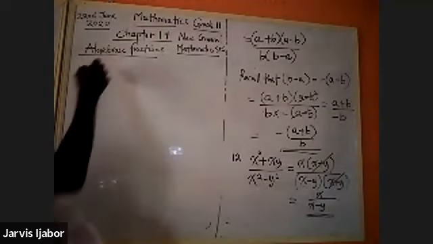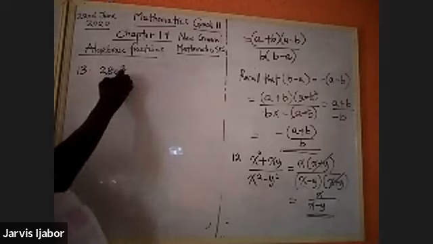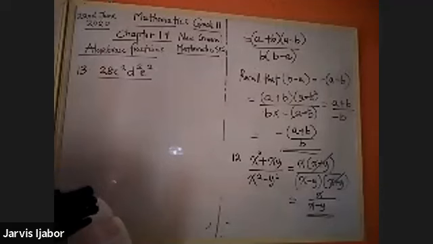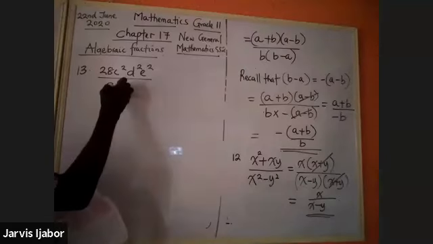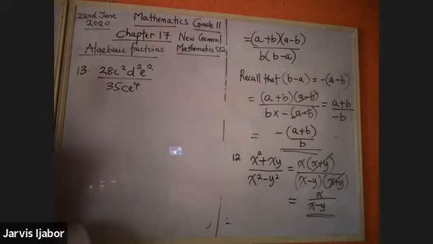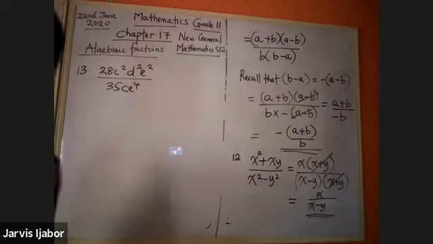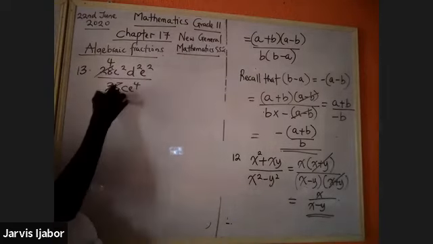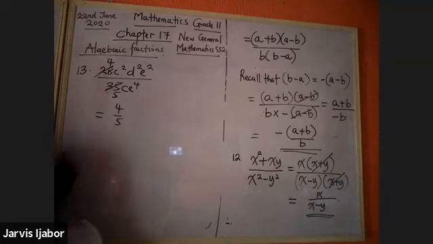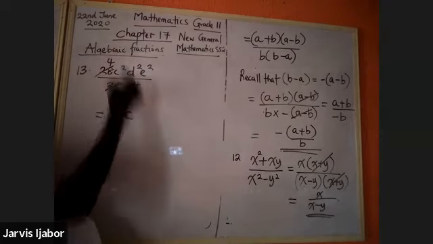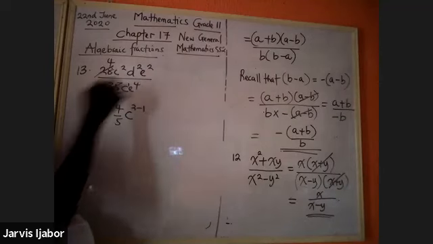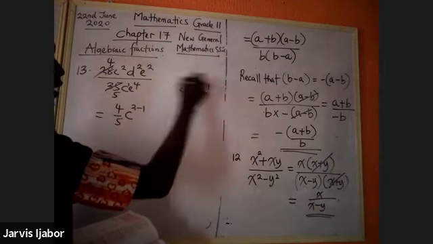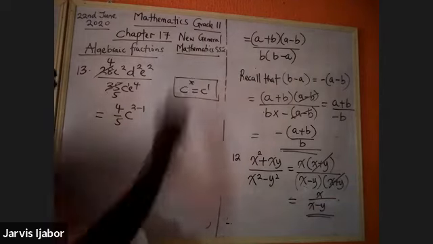In question 13, we have 28 c squared d squared e squared over c e to the power of 4. So how do you handle a problem like this? The first thing you need to do is to check out for the whole numbers here. 28 over 35, so just take 4 over 5 out, and then look at c to the power of 2 minus 1. Look at this is to the power of 1. Anytime you see an ordinary letter, it is actually to the power of 1. Please take note of this very important information that will help you work.